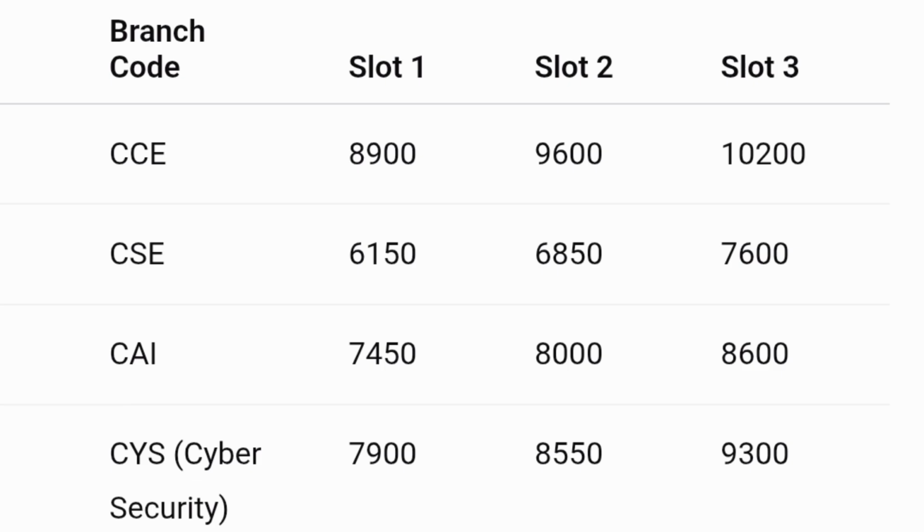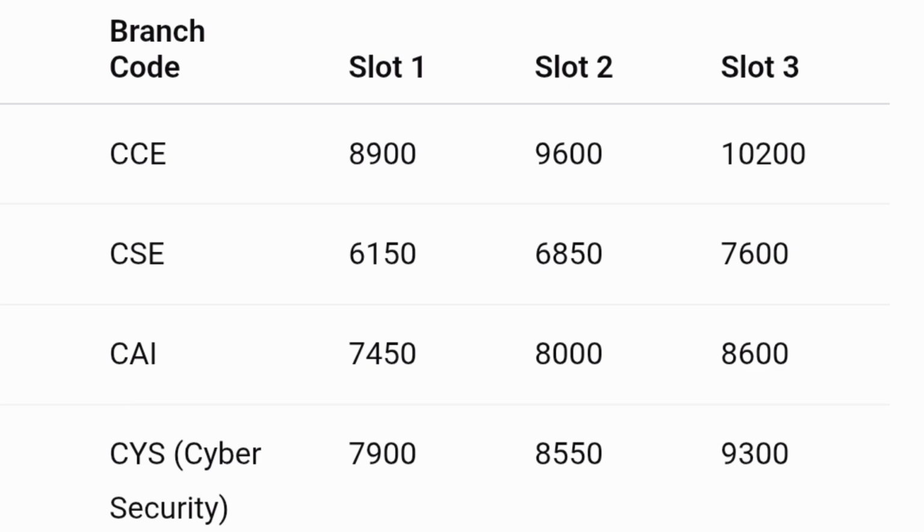So the first top branch is CSE. So you can expect to get around 6000 rank in slab 1 itself. So 6150 approximately, which I have said, and in slot 2 it can go up to 6800 to 7000 ranks also. Slot 3, slab 3 can go to 7500 to 7600. So this is where you are easily getting CSE. If your ranks are not very high, you can get it in the Chennai campus.